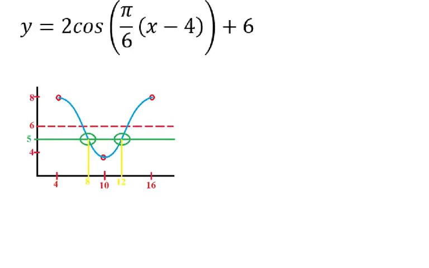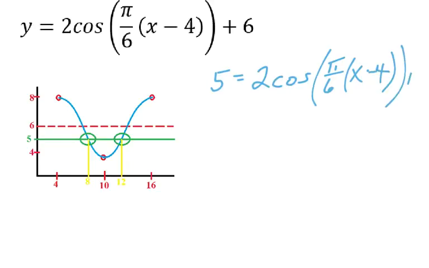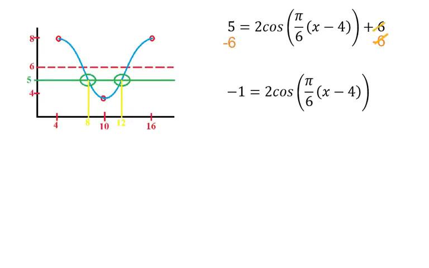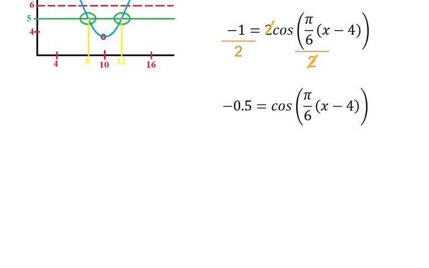So we look at the equation and we notice that 5 feet is equal to 2 cosine of pi over 6 times (x minus 4), plus 6. Now we must get the x by itself. So we must subtract 6 from both sides, and it becomes negative 1 equals 2 cosine of everything in parentheses. So then we divide both sides by 2, and it becomes 0.5 is equal to this cosine. And then we must get rid of this cosine, so that means take the inverse cosine.